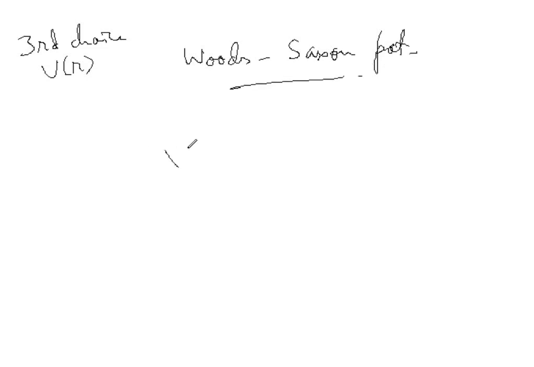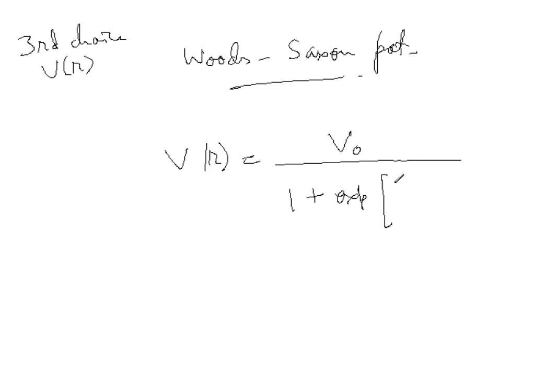And what is the form? The form is basically like this: V(r) is equal to V0 divided by 1 plus exponential of small r minus capital R divided by A. Right, here you see this small r, capital R and A are just parameters. Now for this you have to do a numerical solution.